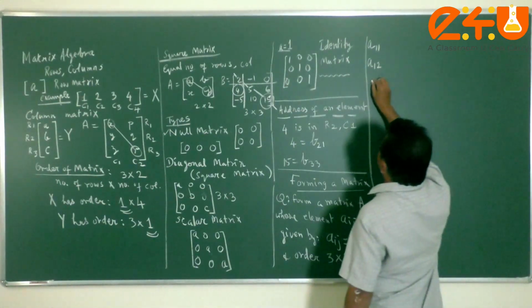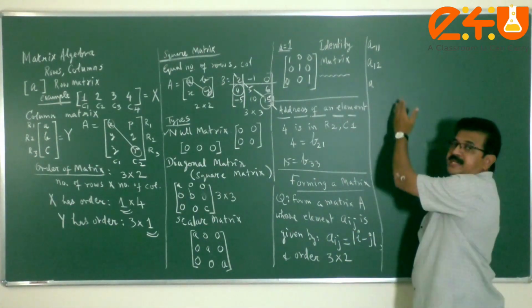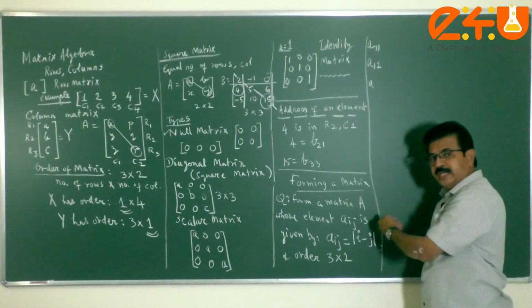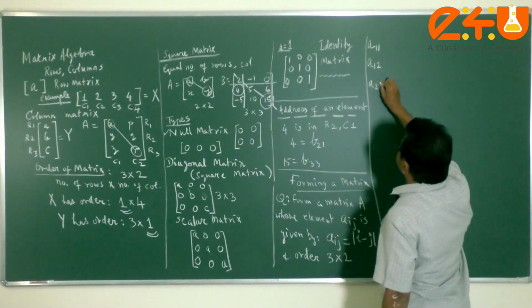The next element I have to then prepare. Whenever the column number gets exhausted, you move to the next row. The next row is 2 with column address 1.